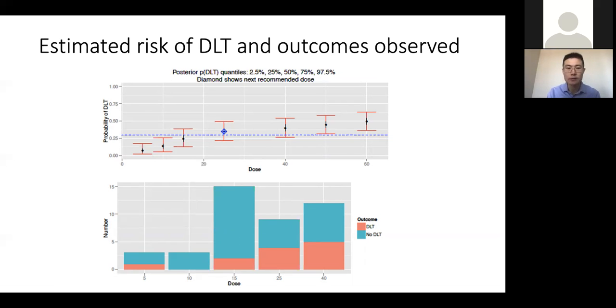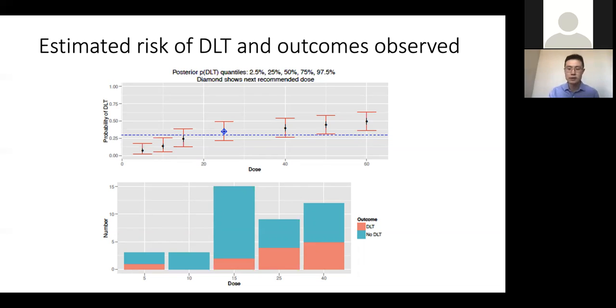Okay, and just remember, this is just a randomly generated data set, just to illustrate how the BCRM algorithm performed in an actual phase 1 trial. Okay. Any questions so far?